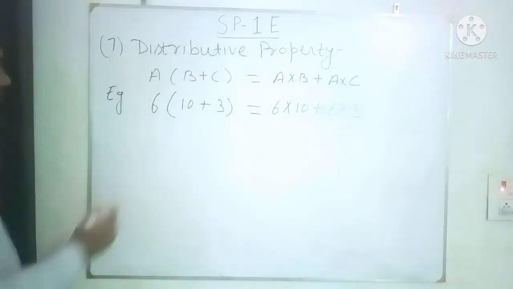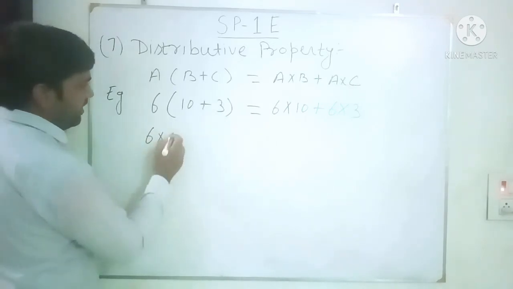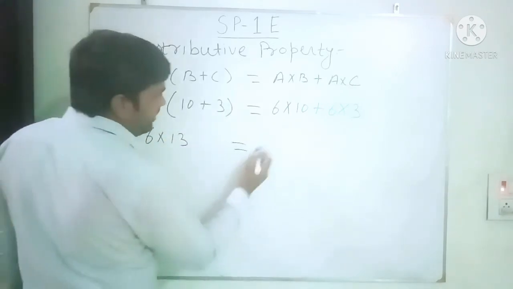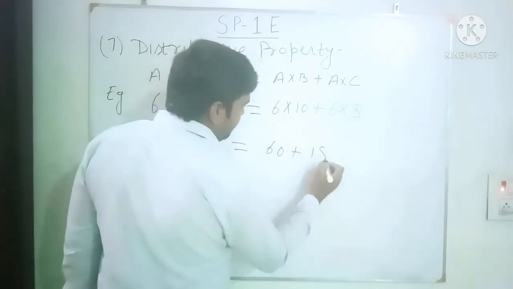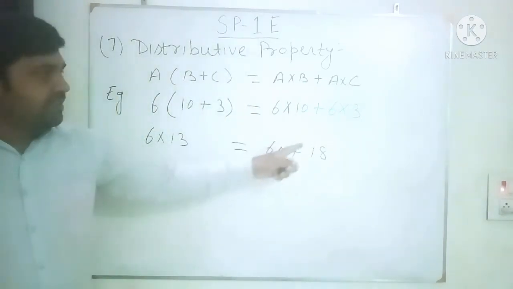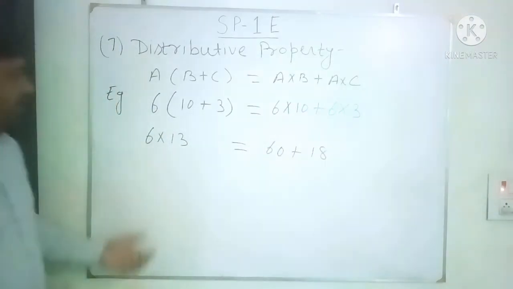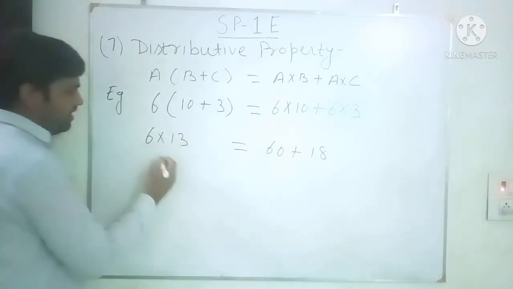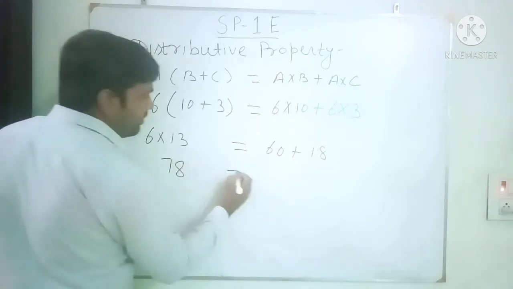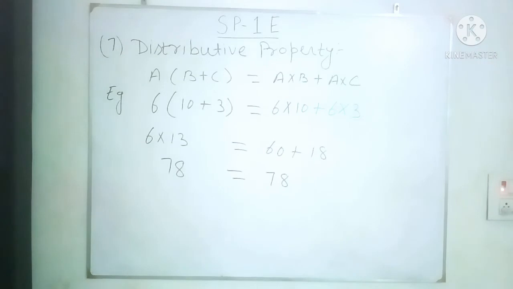You can see here, if you multiply 6 with the sum of 10 and 3, that is 13, we get 13 times 6, which is 78. Here 6 times 10 is 60, and 6 times 3 is 18. We find each product and take their sum: 60 plus 18 gives you 78. See, in both cases we are getting the same result.